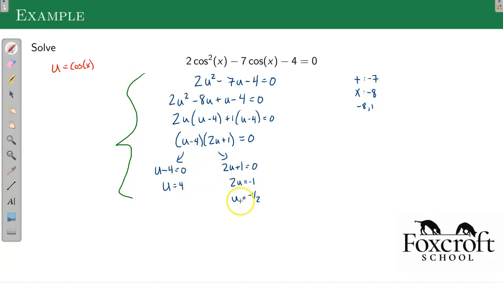Now I have to remember, I got u, but u is just a placeholder for cosine. So this is cosine of x equals 4, and cosine of x equals negative 1/2. And now we have to remember how to solve these. Fairly straightforward if we have our unit circle. It's not on the page, but you have the unit circle available to you. Cosine of x equals 4: the biggest cosine can ever be is 1, on the right side of the unit circle. So this can only max out at 1, and this is 4, so this part is not possible. But cosine of x equals negative 1/2: if you look at your unit circle, cosine is negative 1/2 at 2 pi over 3 and 4 pi over 3.